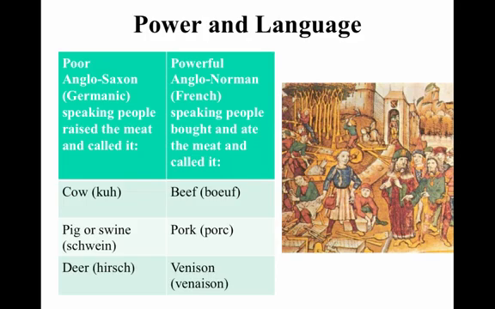So we can hear now the power structures: the German people raised the animals and sold the meat, but the French people, who had more power and more money at that time because they had won the war, their words are the words that we use for the meat. So power and language are intertwined, and the words that we use reflect who was in power when our language was formed.